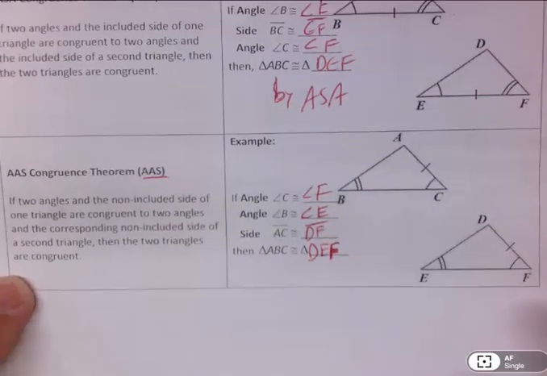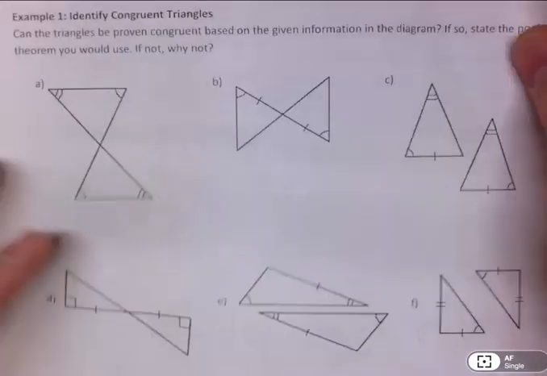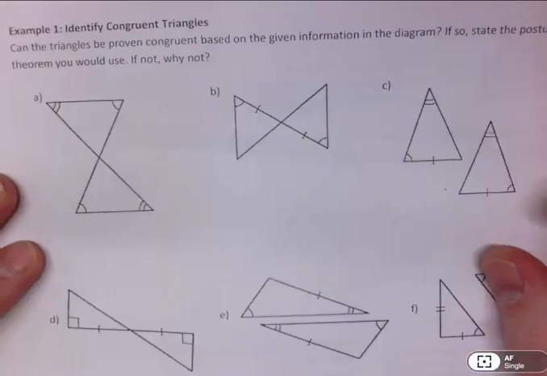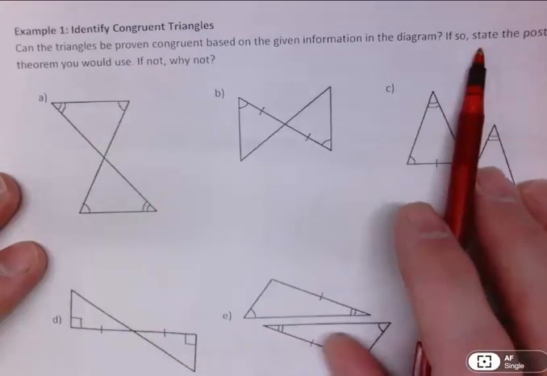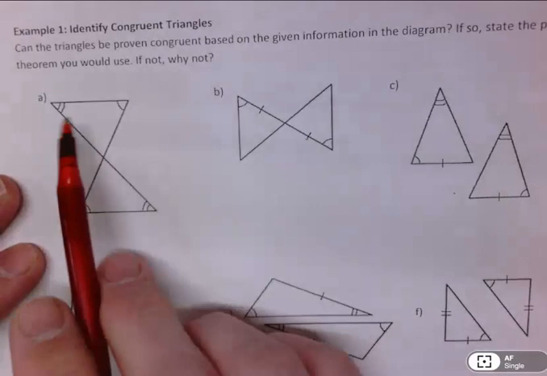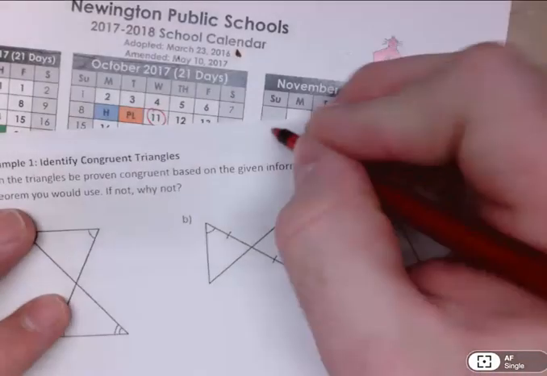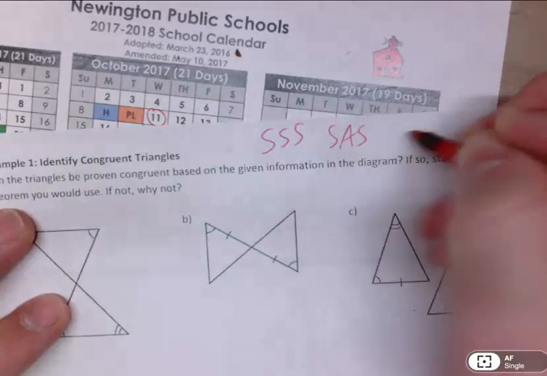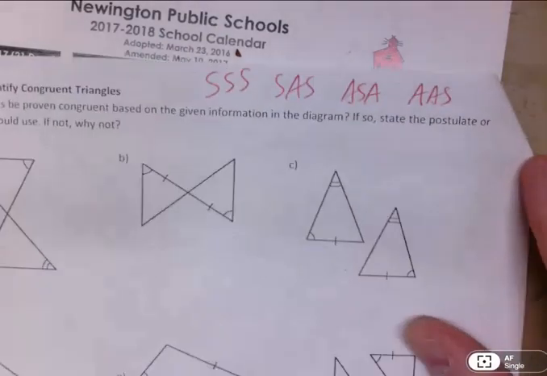Okay? All right, let's see an example. Can the triangles be proven congruent based on the information in the diagram, and then state which postulate or theorem you used? All right, so I'm looking at this picture and I see two angles congruent to two angles. And remember, these are my choices: it's either going to be side-side-side, side-angle-side, angle-side-angle, or angle-angle-side. So I need those pieces if this is going to work.